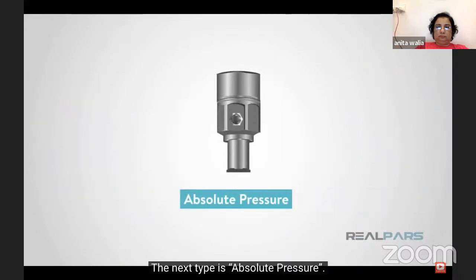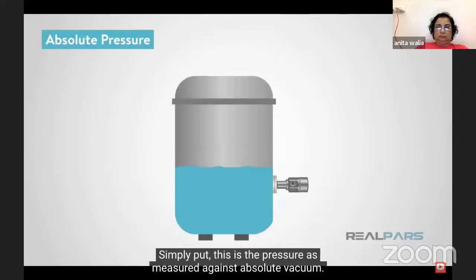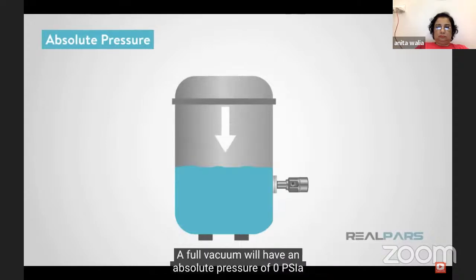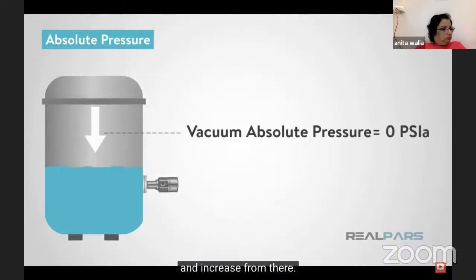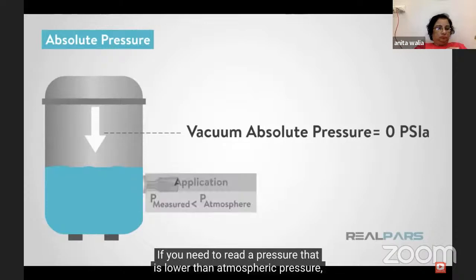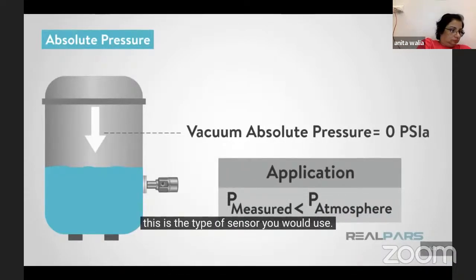The next type is absolute pressure. Simply put, this is the pressure as measured against absolute vacuum. A full vacuum will have an absolute pressure of 0 psia and increase from there. If you need to read a pressure that is lower than atmospheric pressure, this is the type of sensor you would use.